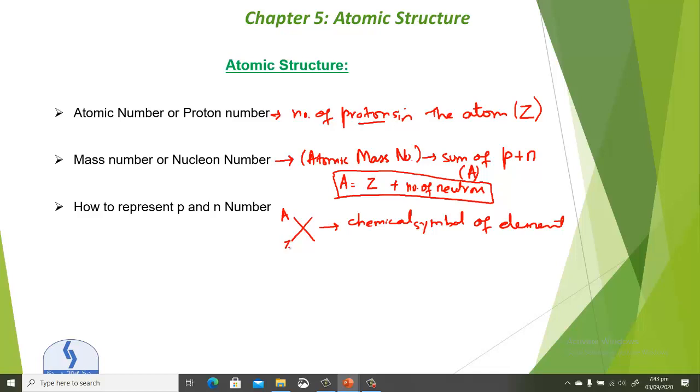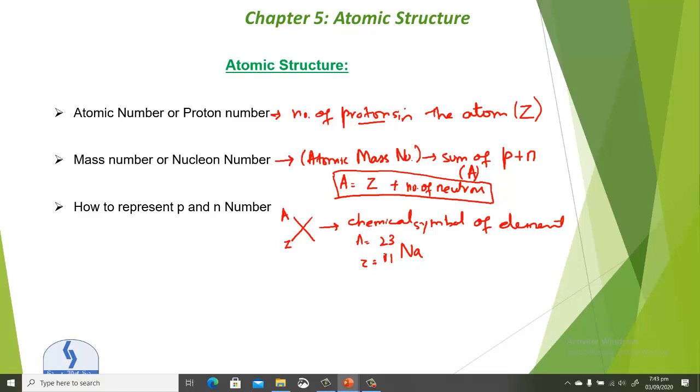And here we write Z, that is the proton number. This is the proton number Z, and this is the mass number. For example, sodium has a mass number of 23 and a proton number of 11. That is A equals 23 and Z equals 11. So this is how we represent proton and neutron numbers.